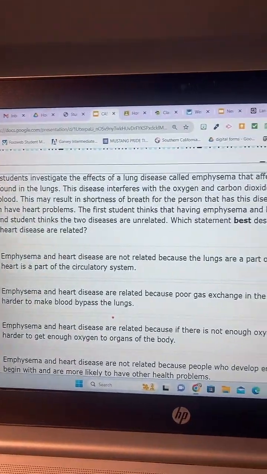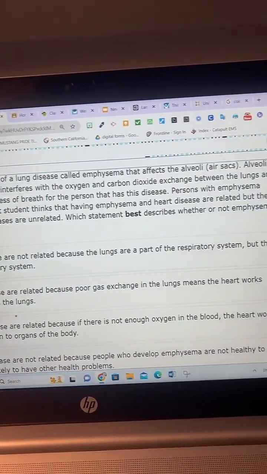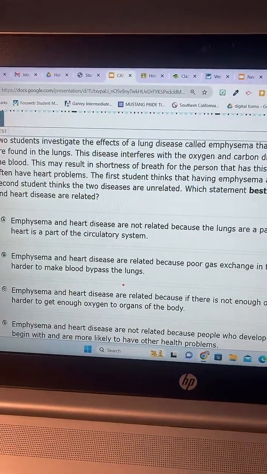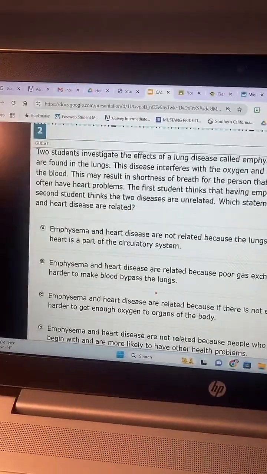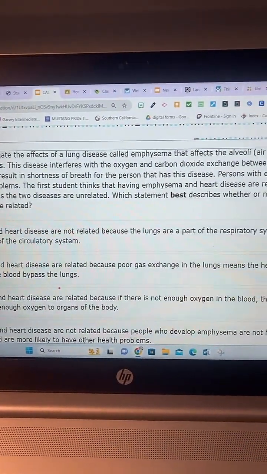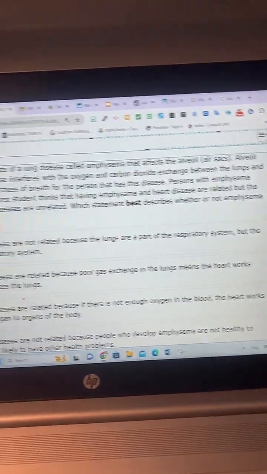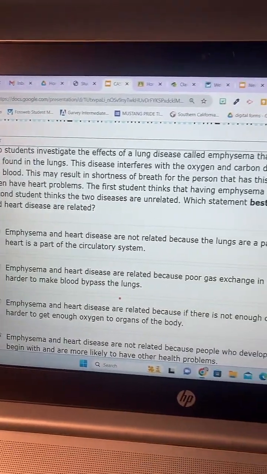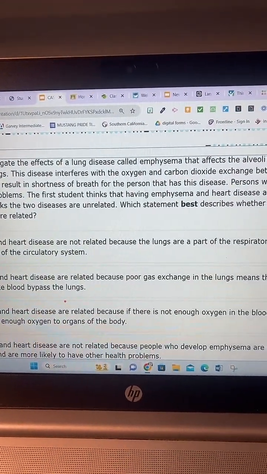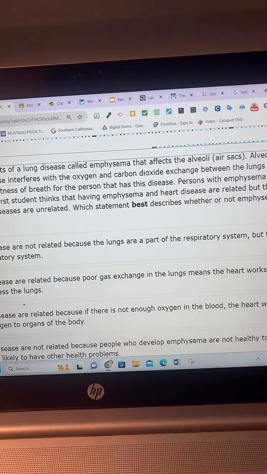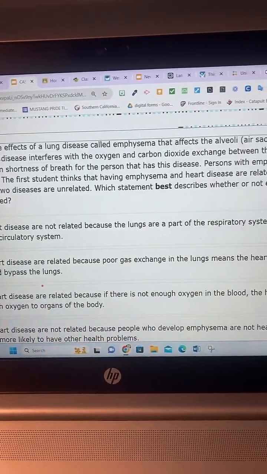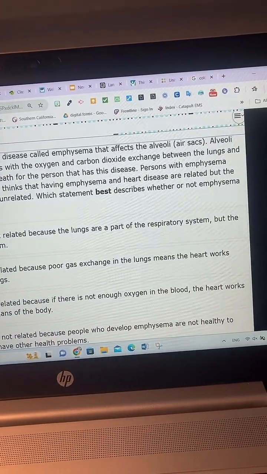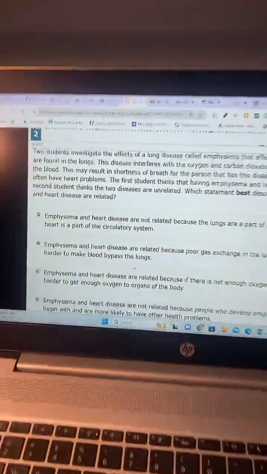Two students investigate the effects of a lung disease called emphysema that affects the alveoli, air sacs. Alveoli are found in the lungs. The disease interferes with the oxygen and carbon dioxide exchange between the lungs and the blood. This may result in shortness of breath for the person that has the disease. Persons with emphysema often have heart problems. The first student thinks that having emphysema and heart disease are related, but the second student thinks the diseases are unrelated. Which statement best describes whether or not emphysema and heart disease are related?